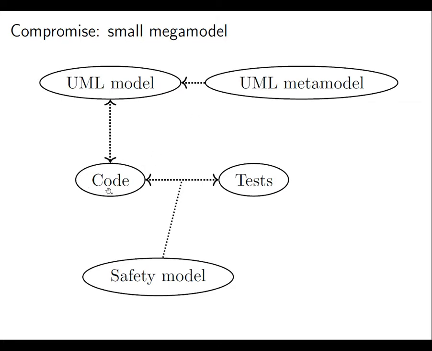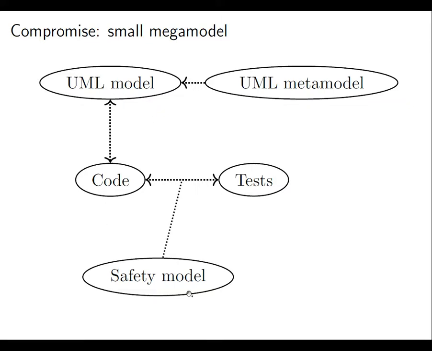The relationship between the code and the model is going to be our standard round-tripping relationship, and as usual we expect there to be some information in the UML model that's not reflected directly in the code, use cases for example, and some information in the code that's not reflected directly in the model, maybe the detail of how methods work.